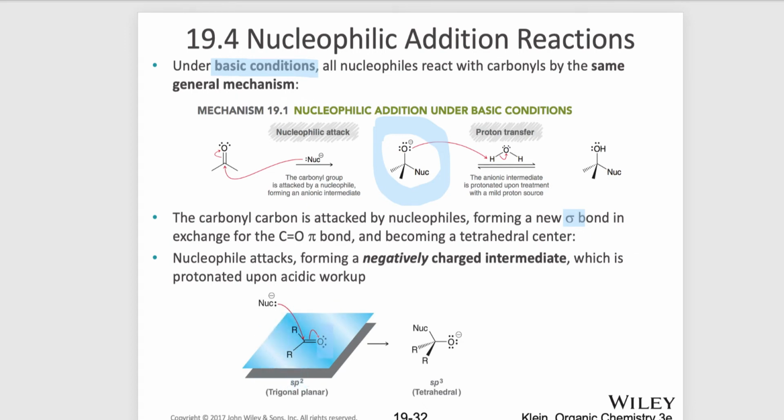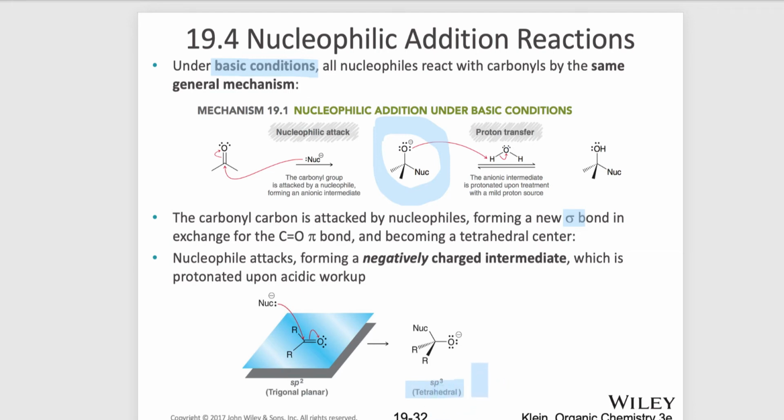This is trigonal planar, because this carbon over here is sp2 hybridized. When the nucleophile attacks, in this case a strong nucleophile, why? Because it has a free electron pair and a negative charge. It can attack either from the top face or the bottom face. And then we observe this tetrahedral intermediate. That's a really important component.